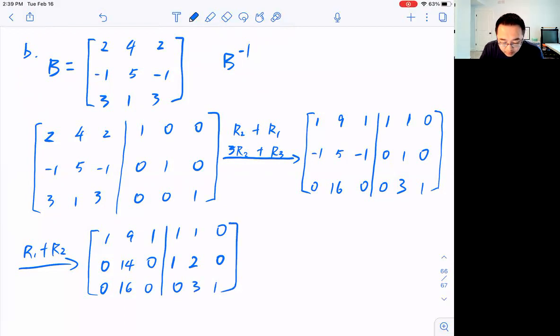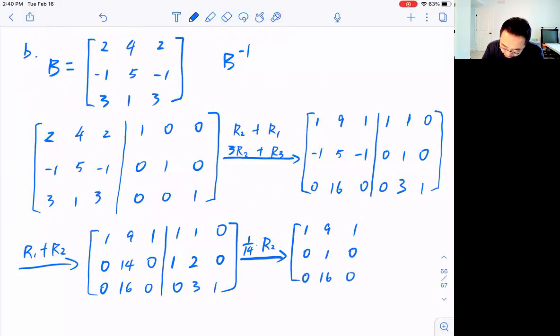Now I want to change this number, 14, to a 1, right? So I'll do 1/14 times R2. That gives me 1, 9, 1, 0, 1, 0. I didn't do anything to the third row, so 0, 16, 0. And over here is 1, 1, 0. The second row is multiplied by 1/14, so now you have 1 over 14. Then 2 over 14 is 1 over 7. Then 0, 0, 3, 1.